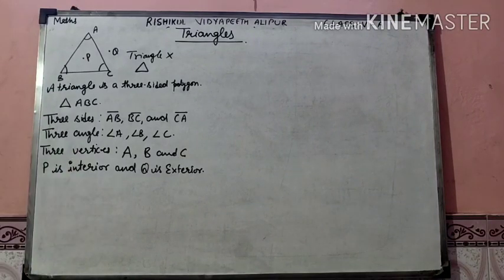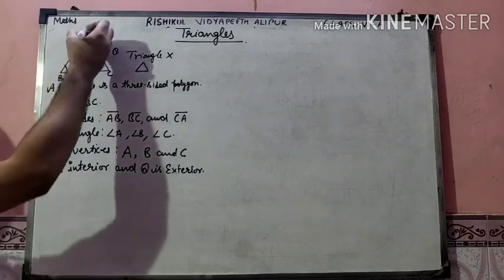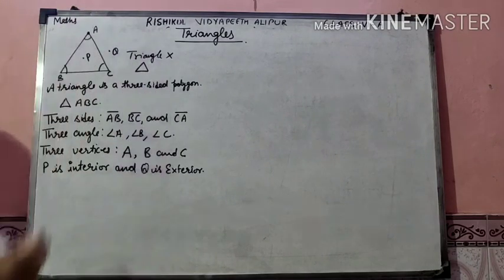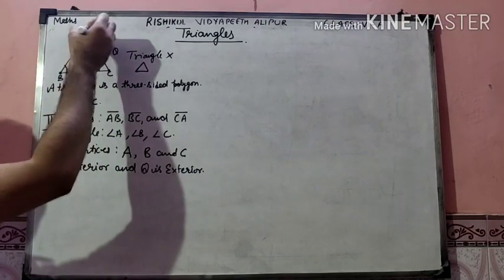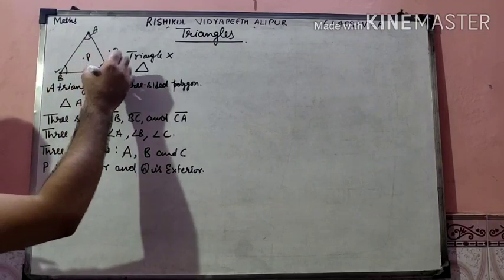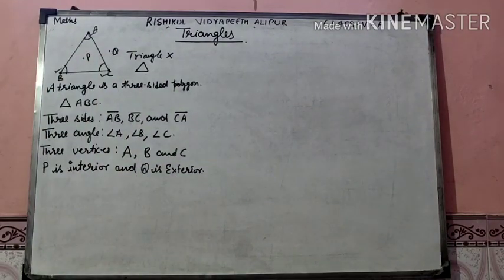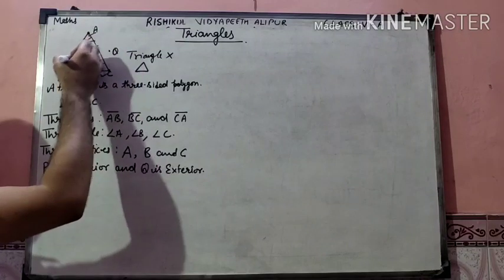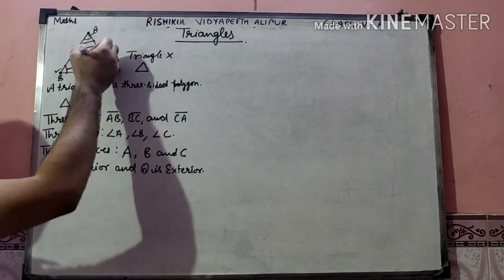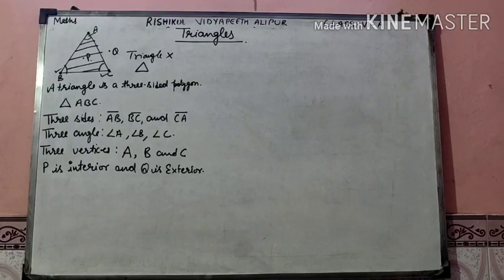And a triangle has how many vertices? What is a vertex? Where two line segments meet each other, that is called a vertex. So a triangle has 3 vertices: vertex A, vertex B, and vertex C. This is called the triangular region. If a point is inside a triangle, that is called interior, and if a point is outside a triangle, that is called exterior. I am repeating again, students.